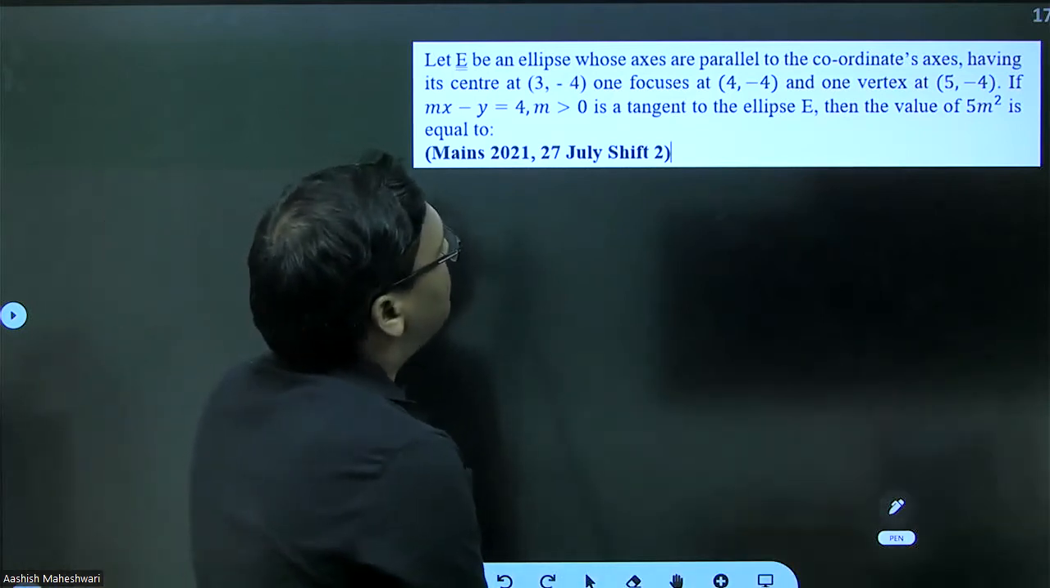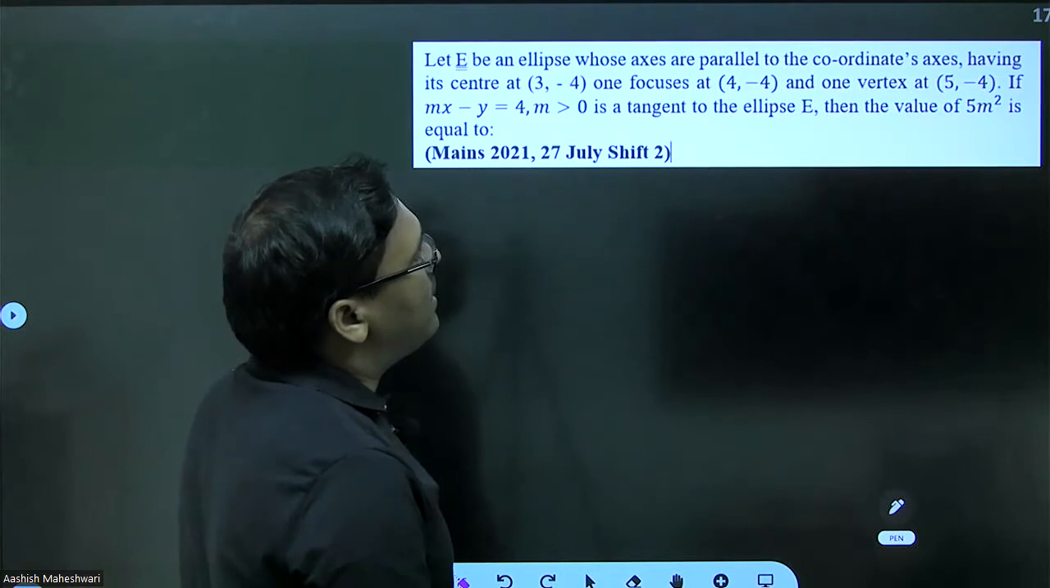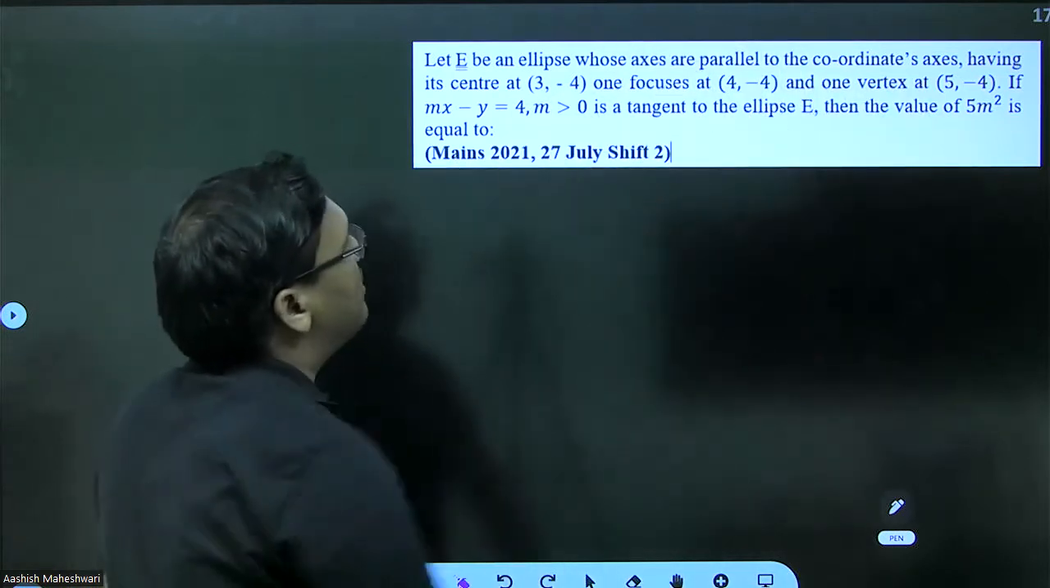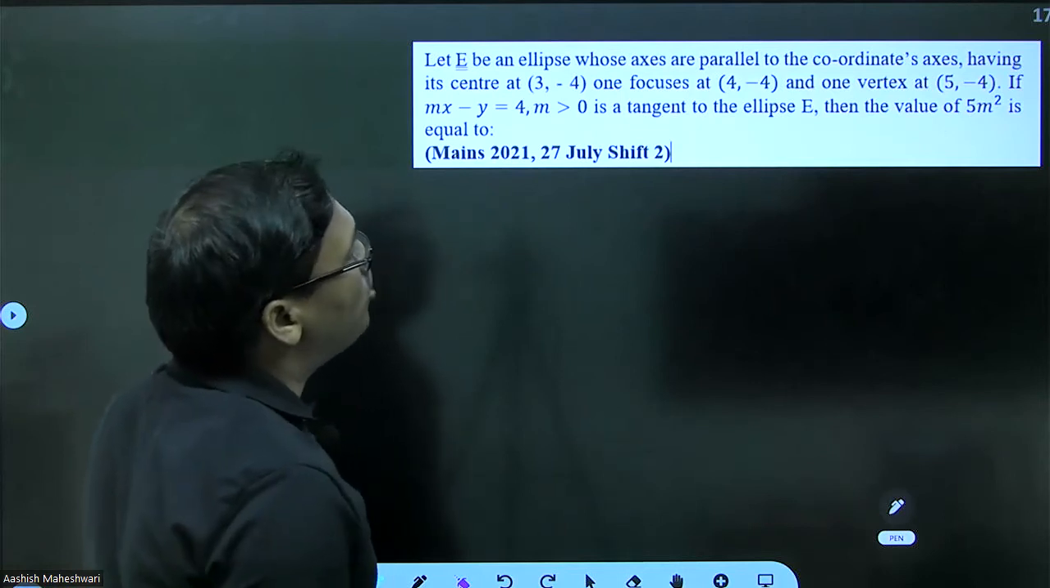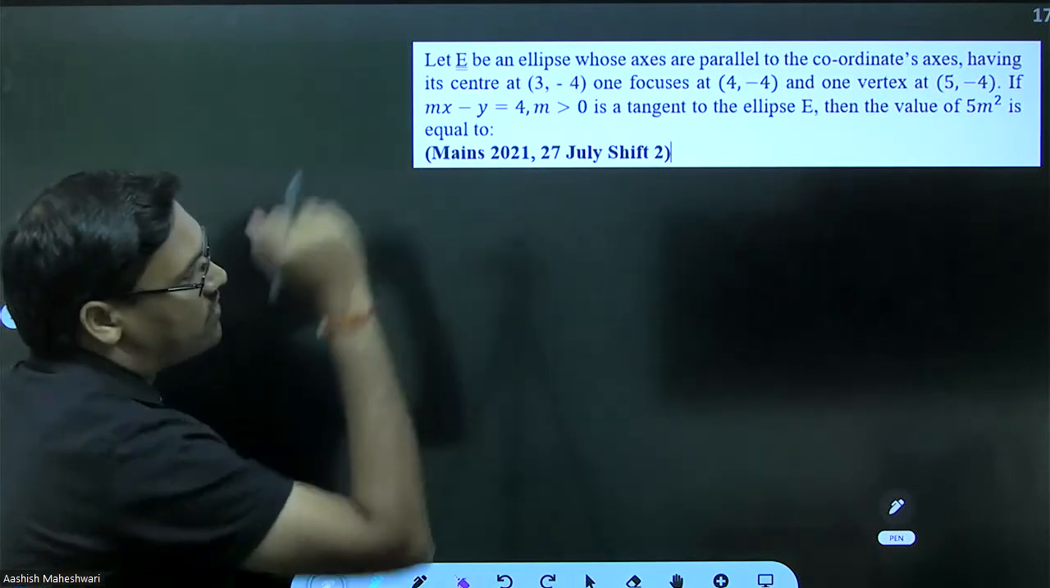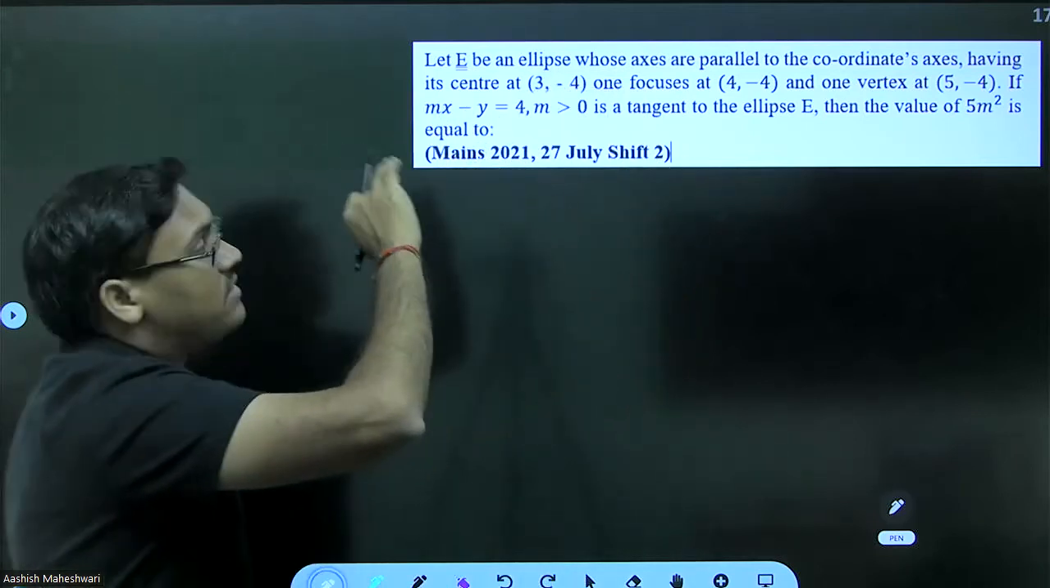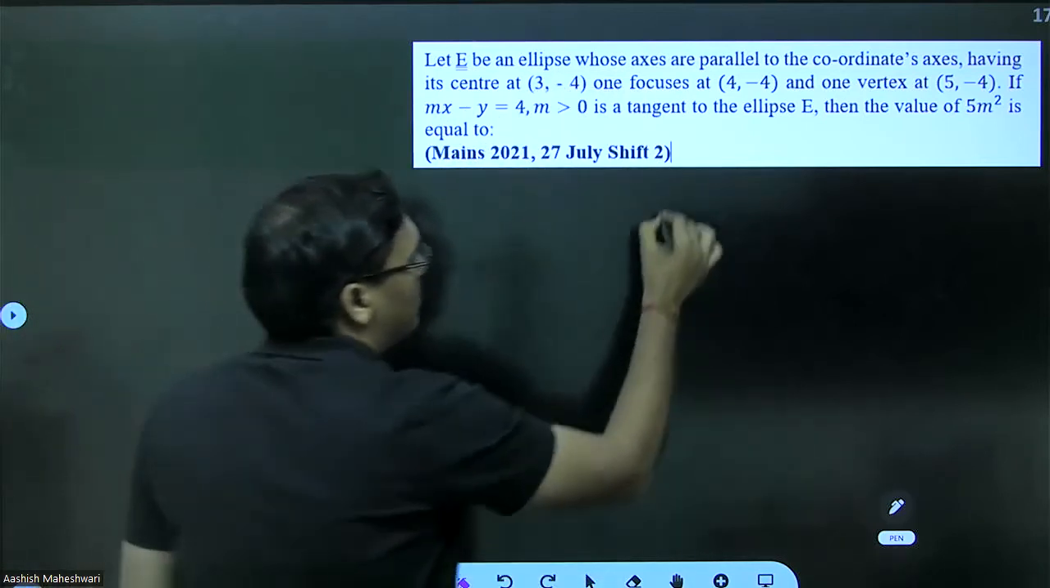Let E be the ellipse whose axes are parallel to the coordinate axes, having center at (3, -4) and focus at (4, -4). One vertex is (5, -4). So you can see here the center is not the origin. This is (3, -4). Now let's draw a rough sketch.